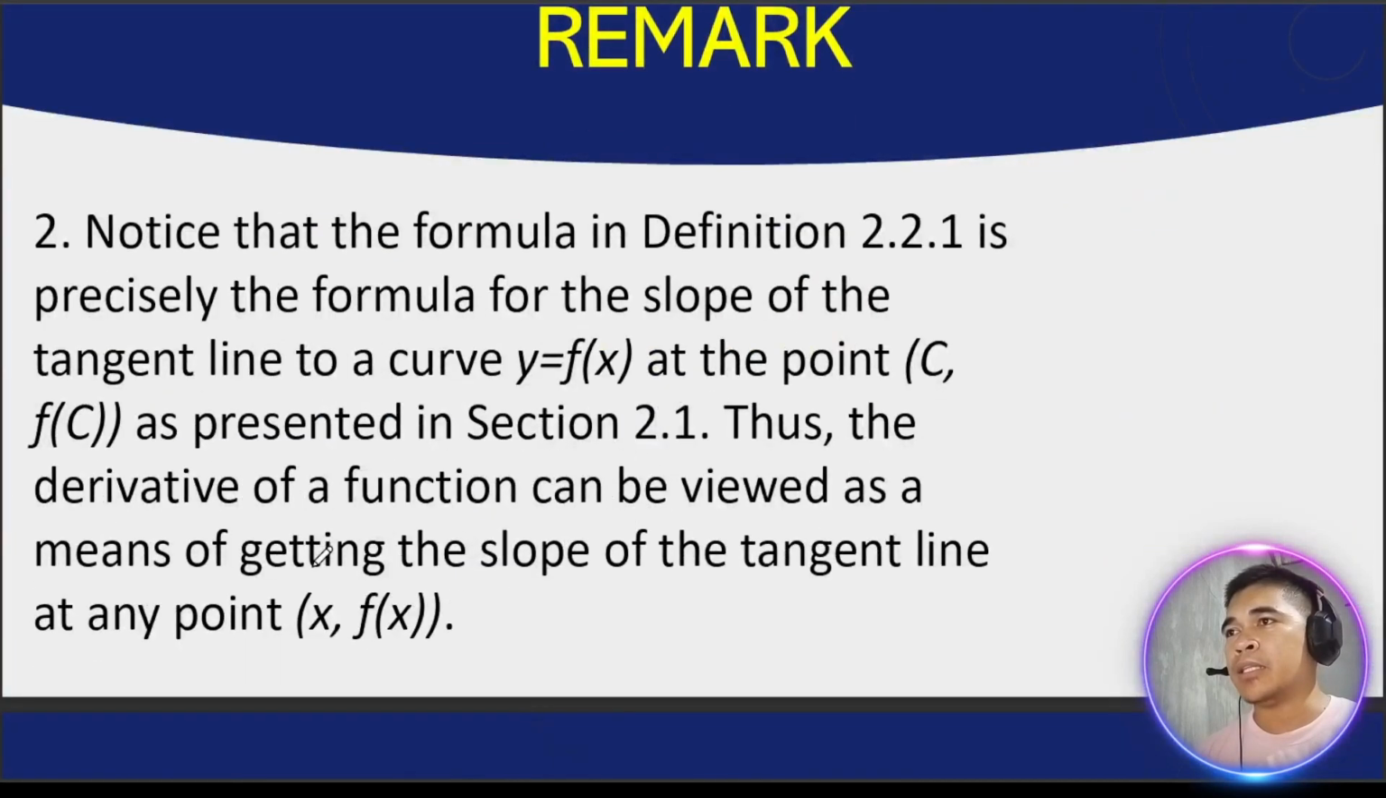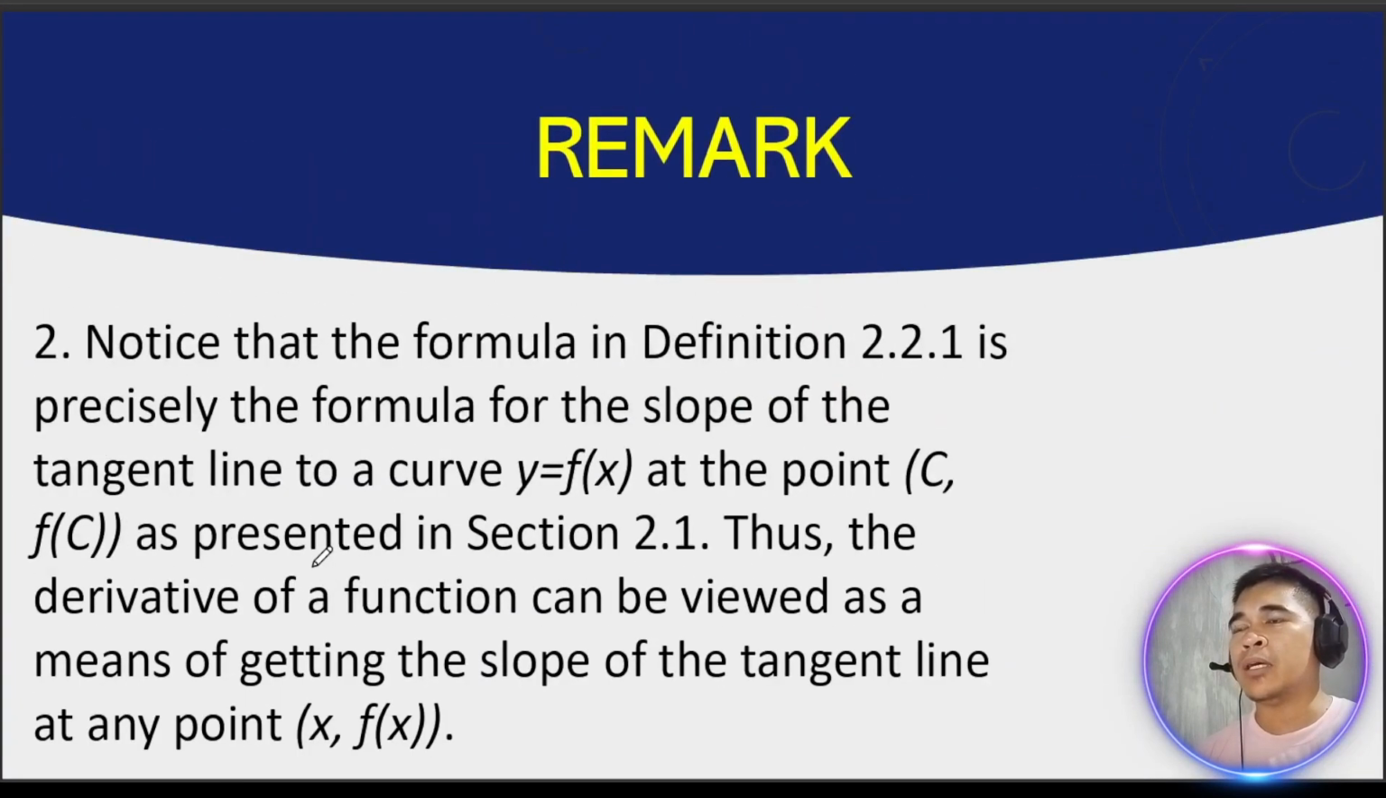Now for the second remark, notice that the formula in our definition in this section is precisely the formula for the slope of the tangent line to the curve y equals f of x at the point c, f of c, as presented in Section 2.1. So they are the same. Thus, the derivative of a function can be viewed as a means of getting the slope of a tangent line at any point x, f of x.